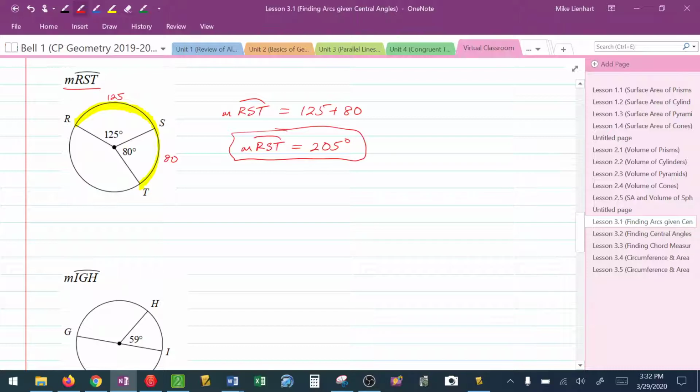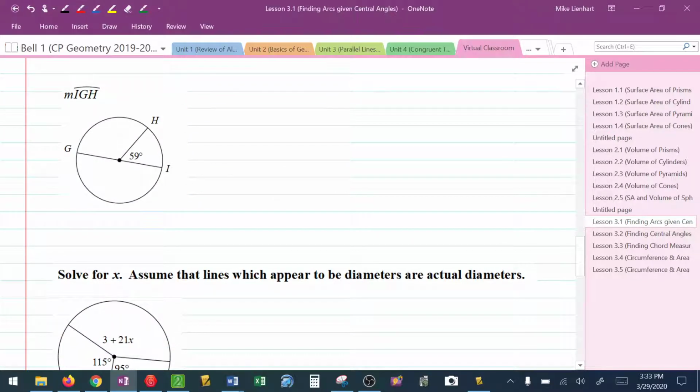Okay? How about this scenario? They want me to name or find the measure of arc I, G, H, so I'm going to start at I, G, H. Now, there's a couple of different ways that you can go about doing this. One way would be to find this arc measure, which we could do. That's a semicircle. It's 180 degrees. This arc measure, and add those two arc measures together.